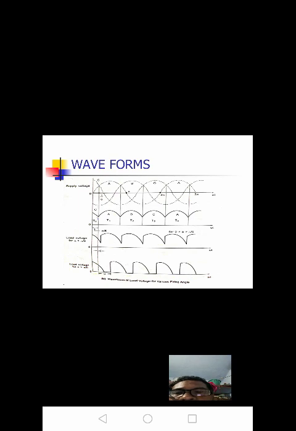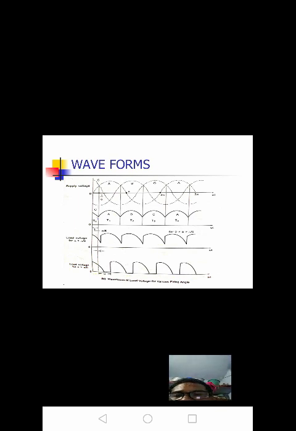Load voltage for alpha value less than pi by 6. Here we are observing thyristor T1 is conducting, it will follow the input voltage. Thyristor T2 is conducting, it will follow the input voltage. Thyristor T3 is conducting, it will follow the input voltage, but it will reduce, then suddenly rise, not zero. Here we are observing the output voltage. At no point is the output voltage 0.